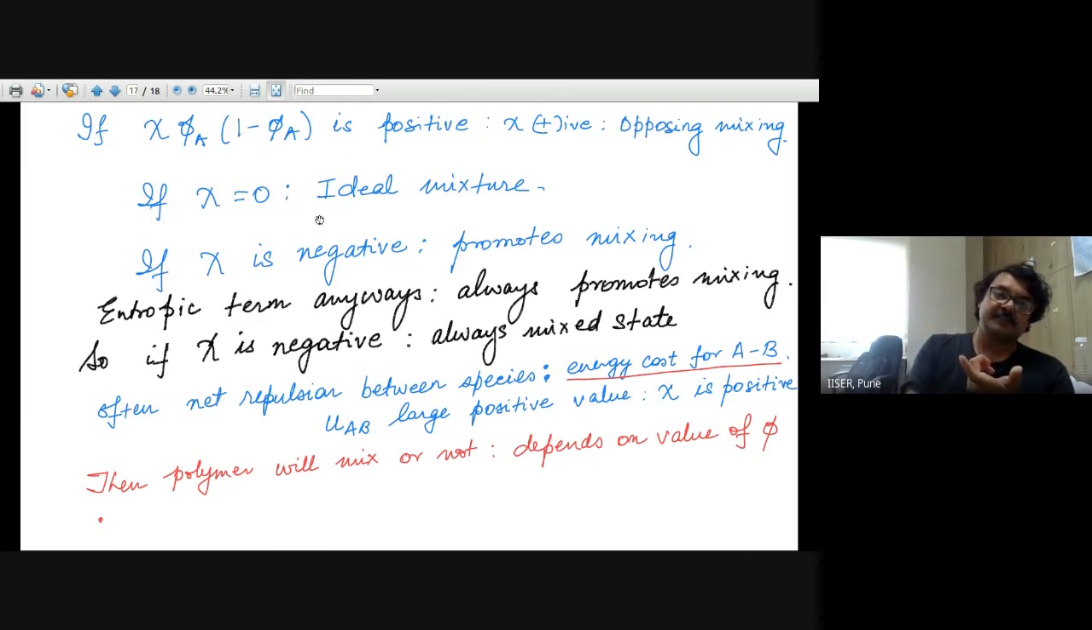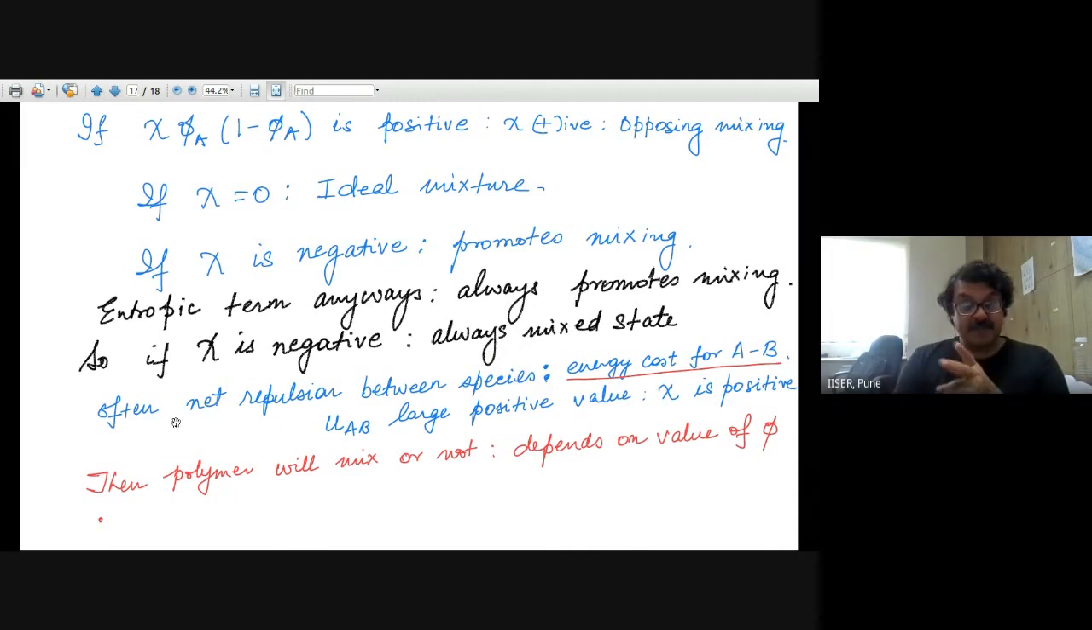Now, if chi is equal to 0, it is called an ideal mixture, and if chi is negative, it is always promoting mixing. Now, if chi is negative and the entropic terms anyway always promote mixing, you'll find A and B always in a mixed state. It's in a homogeneous state. So basically A is always floating around mixed up in the solvent, whether it be a polymeric solvent or a regular solvent.